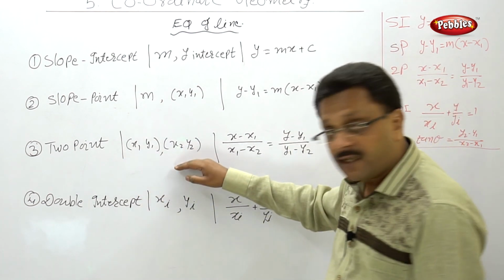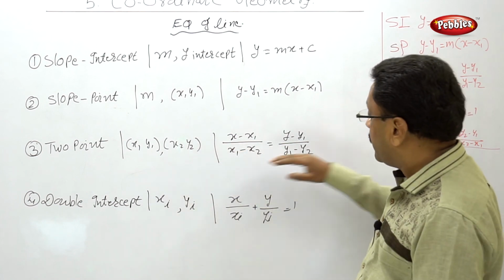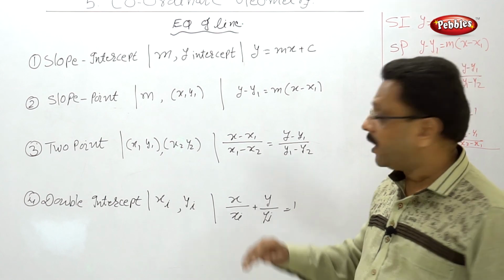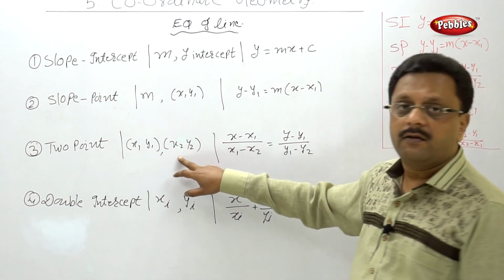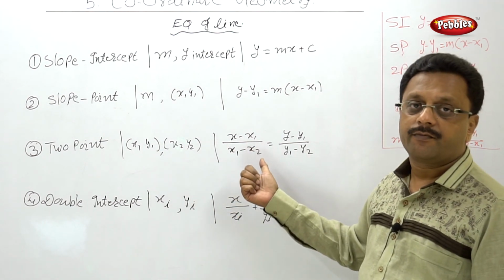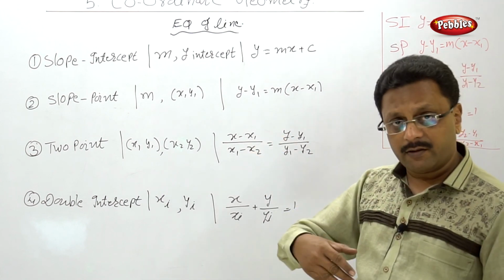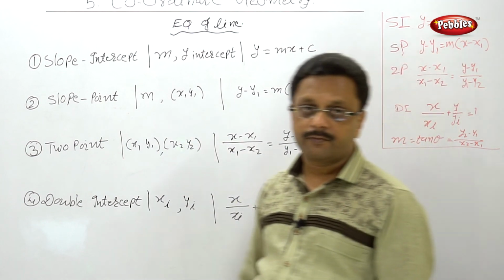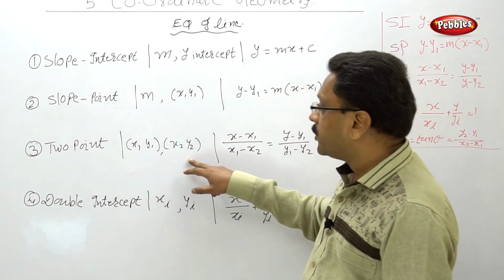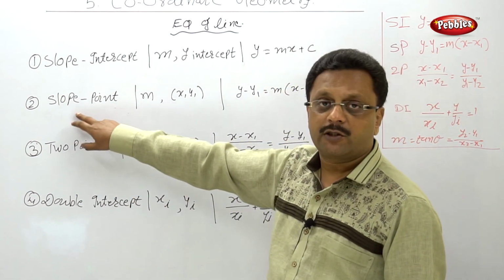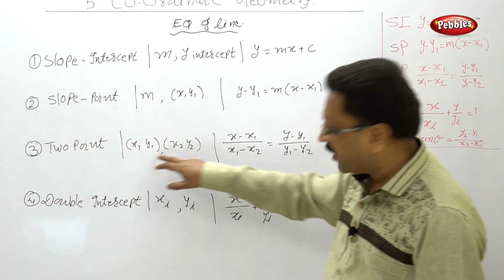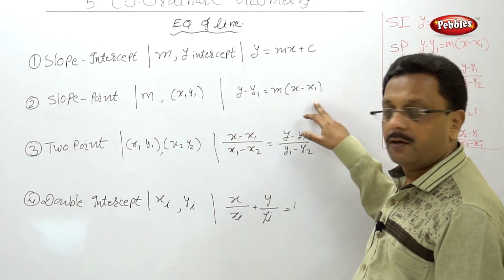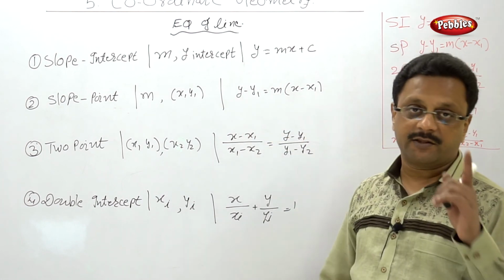When 2 points are given, you can directly substitute here x1 y1 x2 y2, and then you can find out the equation of line. If you want to try another way, if you have 2 points, you can find the slope. So when 2 points are given, you can even use the slope point formula. How? First find the slope and then use any point and substitute in this formula. By both the methods you will get the same answer.